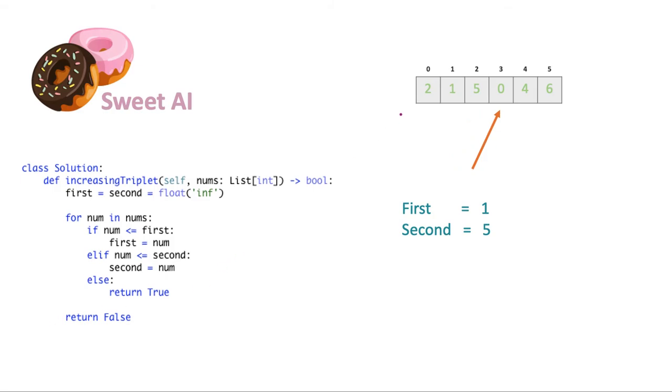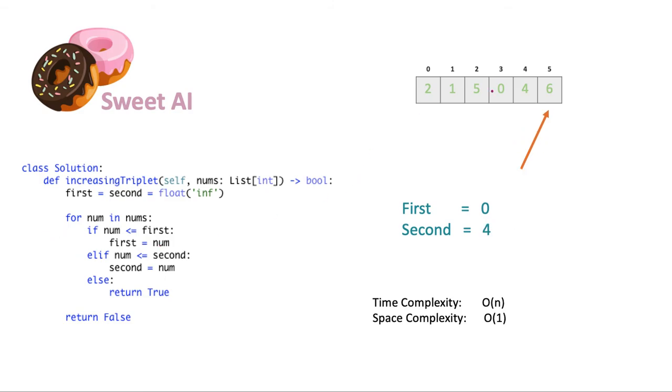And how about 0? Is 0 smaller than the first number? Yes, it is. So we update this and go for the next number. And how about 4? Is 4 smaller than 0? No, it is not. Is 4 smaller than 5? Yes, it is. So we update this, and from here we go back to the next number in the list.